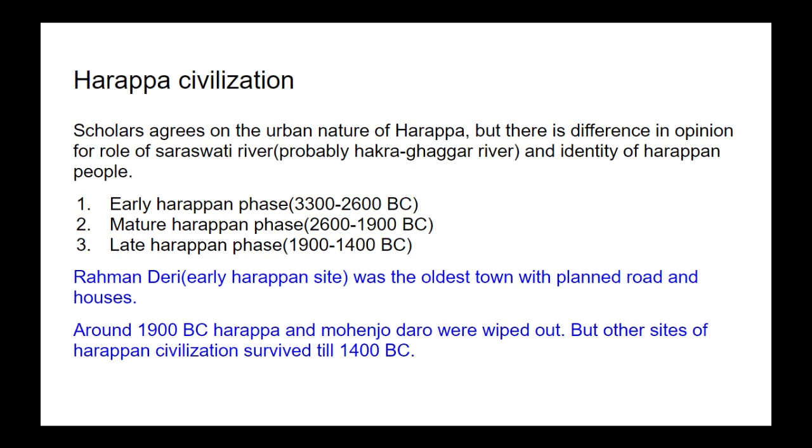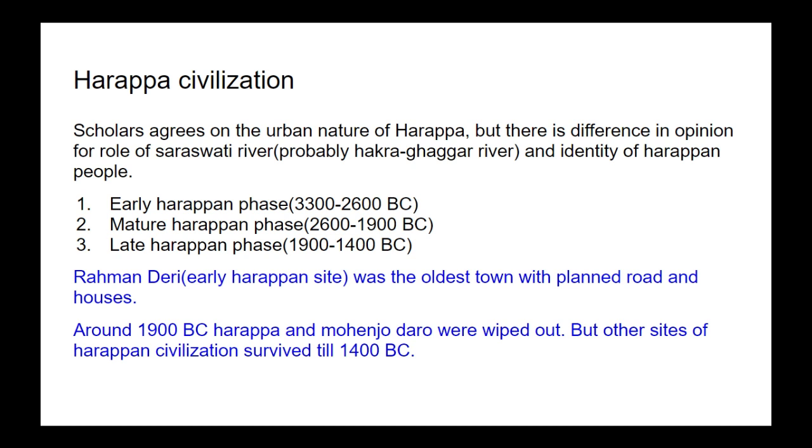So the historians divided the Harappan civilization into three different phases: early phase from 3300 to 2600 BC, mature phase from 2600 to 1900 BC, and late Harappan phase from 1900 to 1400 BC.